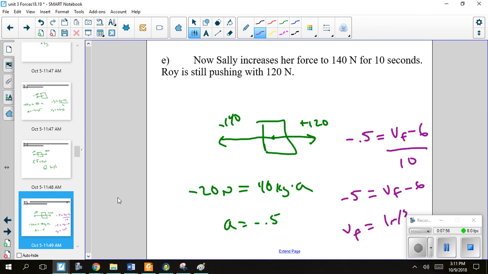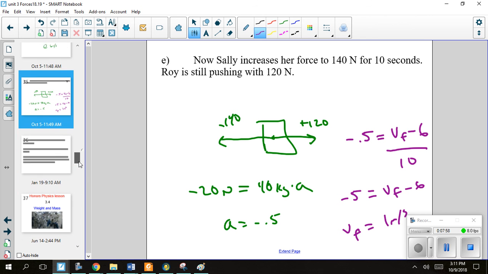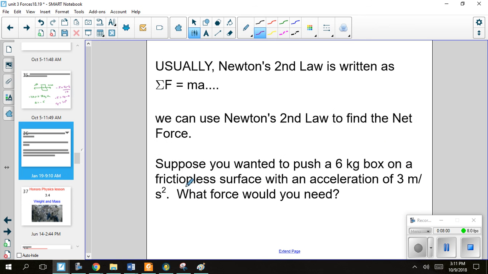Alright, well, that was 3.2. I forgot, I got one other thing I want to show you. Newton's laws are usually written as force equals mass times acceleration. So what we could always do is just take the mass and times it by the acceleration, just like we did in the other problem. So what force would you need? 18 newtons, right? Mass times acceleration.